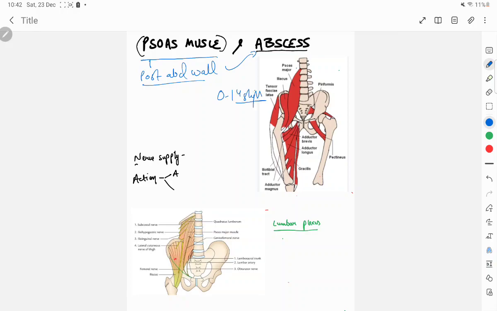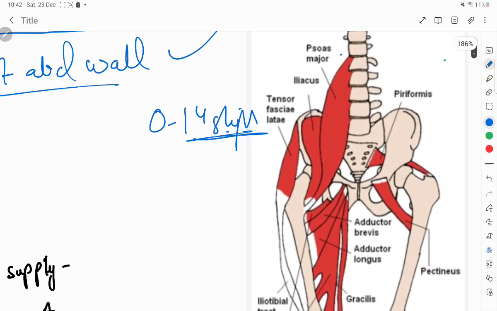Now these 14 slips of the origin of the muscle come from the T12 to L5 vertebra, and these come from the transverse process as well as the intervertebral disc in between T12 to L5. After originating, this fusiform muscle is going to descend in front of the pelvic brim. It descends down and passes behind the inguinal ligament, and eventually after passing in front of the hip joint, it gets inserted into the tip of the lesser trochanter. Okay, this is the course, origin and insertion of the muscle psoas.